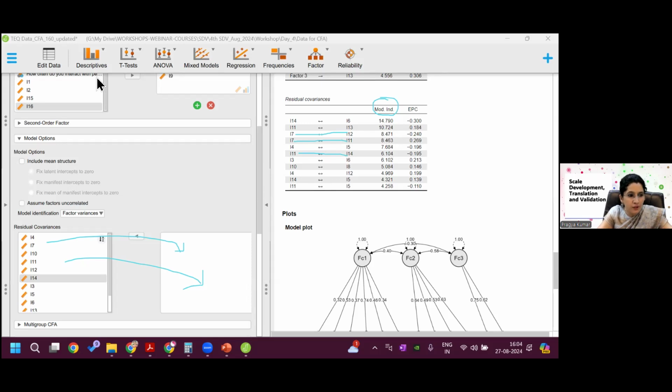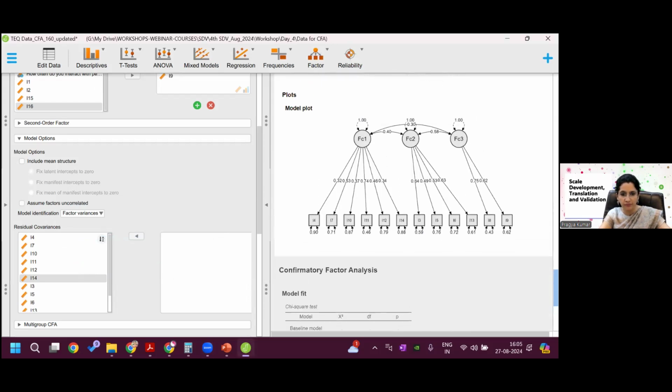So I will just show you. Let me erase this. I will show you the path diagram first. But for the path diagram again I need this. Can you see this path diagram? Can I enlarge this? Okay. Is it visible? You can see this is factor 1, this is factor 2, this is factor 3. Items 8 and 9 are getting loaded.